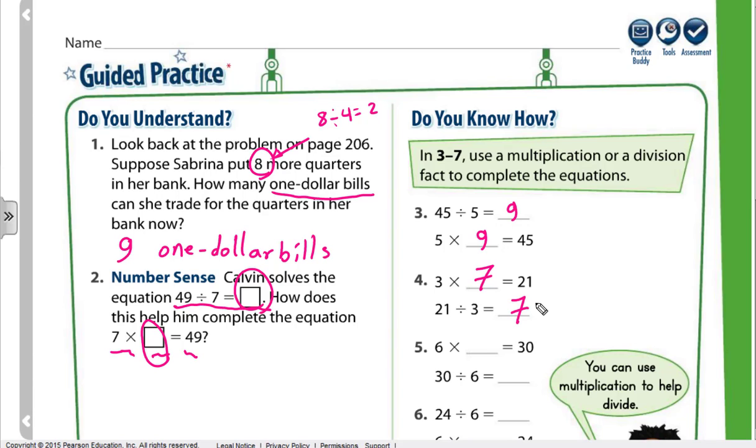Teacher, I am Usama. I said that 3 times 7 equals 21. Usama, question number 5. Equals 30. 30 divided by 6 equals 5. Thank you, my hero.